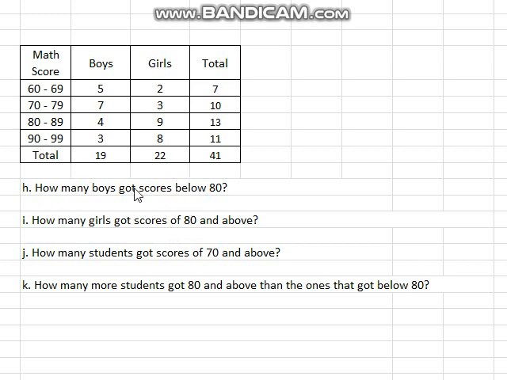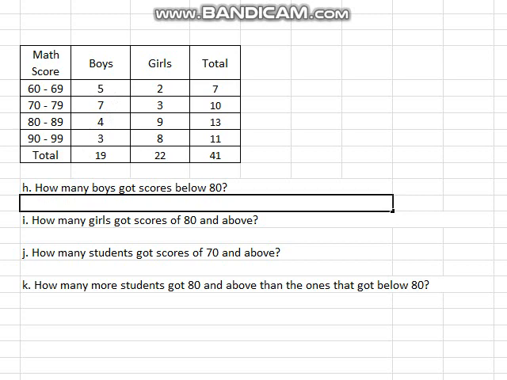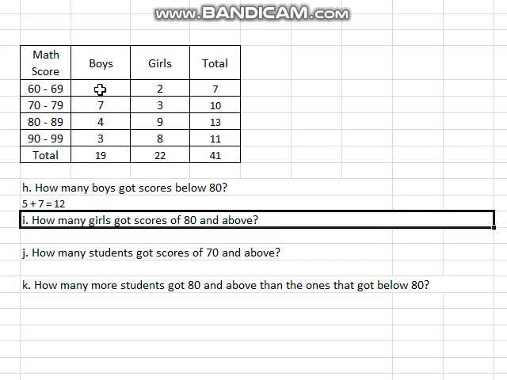Okay, let's see again how many boys got scores below 80. So when we read the question carefully, below 80 means, you see this one, below 80. And then how many boys got that one, get scores. Okay, so this one, boys. That one, then how to solve it is 7. You have the 5 plus the 7, and then you get 12, right? So this is how you get the boys that got 60 to 69, and then the boys that got 70 to 79. These are the scores that are below 80s, right? Okay, now let's move forward to the next one.